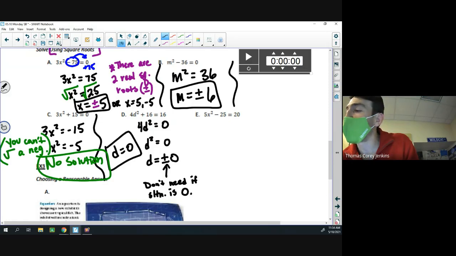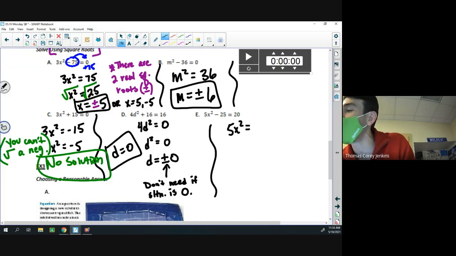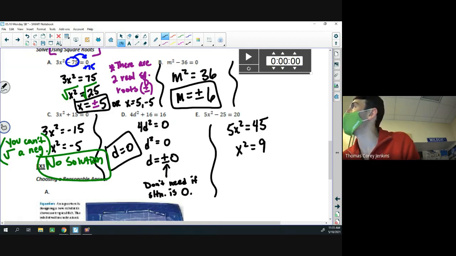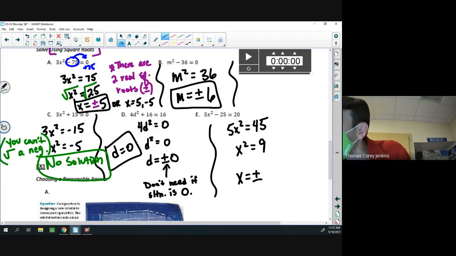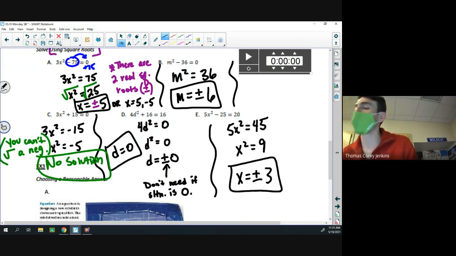So E, we want to add 25 to both sides first. That would give me 5x squared equals 20 plus 25 is 45. Then divide both sides by 5. On the left side, that gives me 1x squared. On the right side, that gives me 9. Then we're ready to go ahead and take the square root of both sides. So we get x equals plus or minus, what's the square root of 9? 3. So that's another 2 solution example.